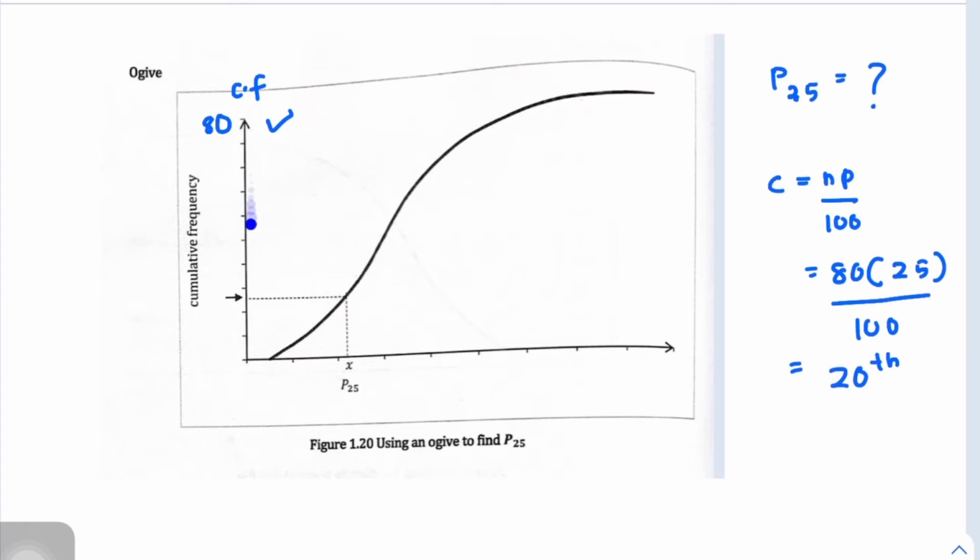From the y-axis here, you just find 20. For example, the 20 is here. And then draw the dotted line to the graph and then the dotted line to your x-axis. So this is your answer for P25. So if you have the normal ogive, make sure you find the location first.